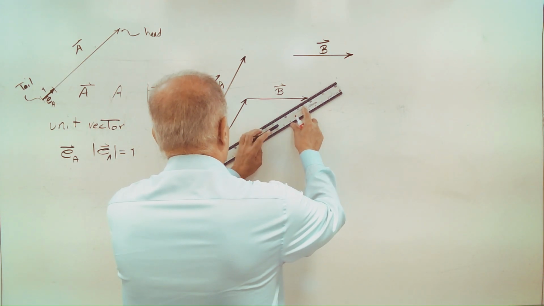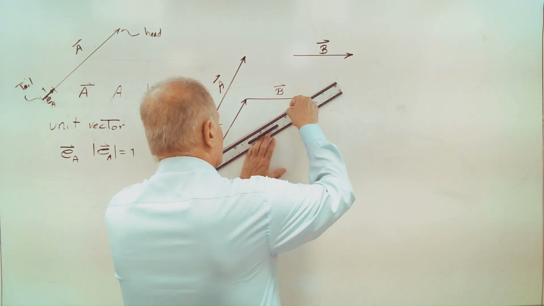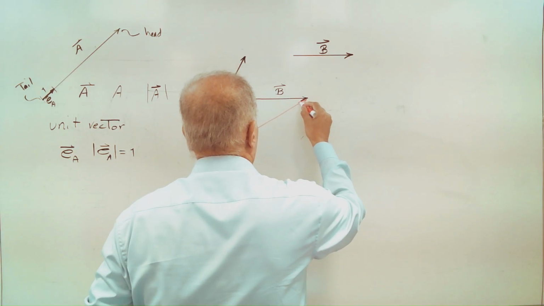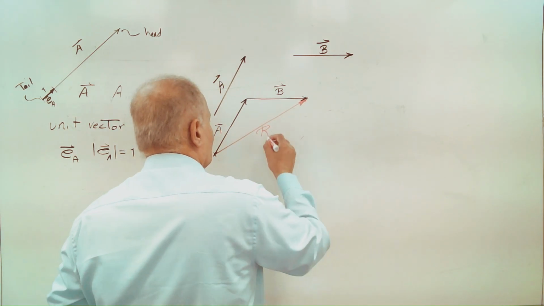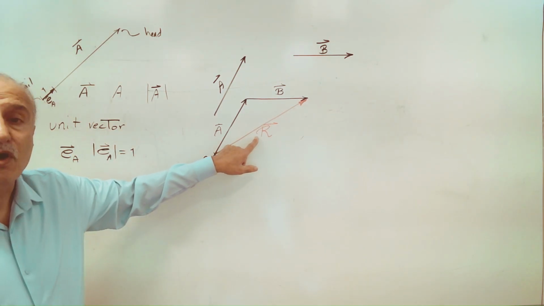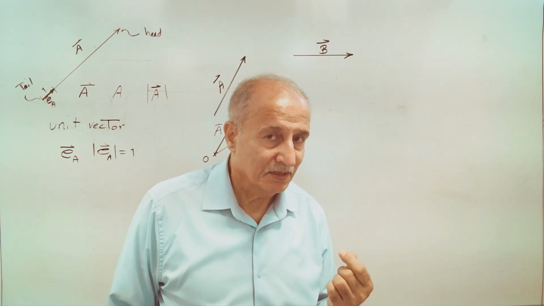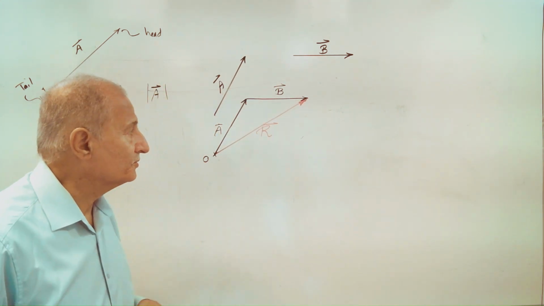That's the summation. This summation also has another name, which we call the resultant vector. Vector R is the resultant of vectors A and B. It means addition of vectors. We add them.